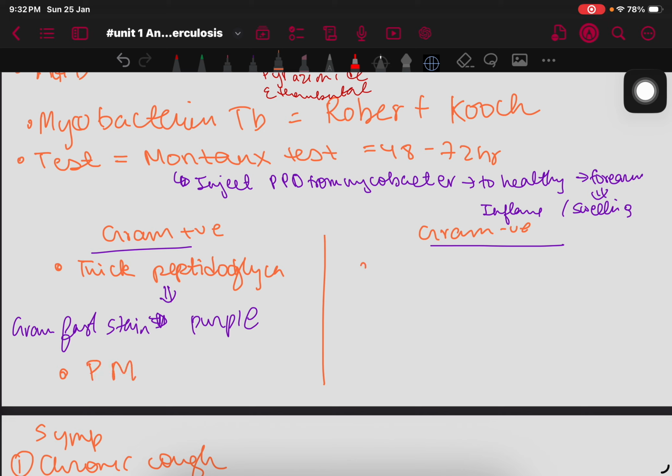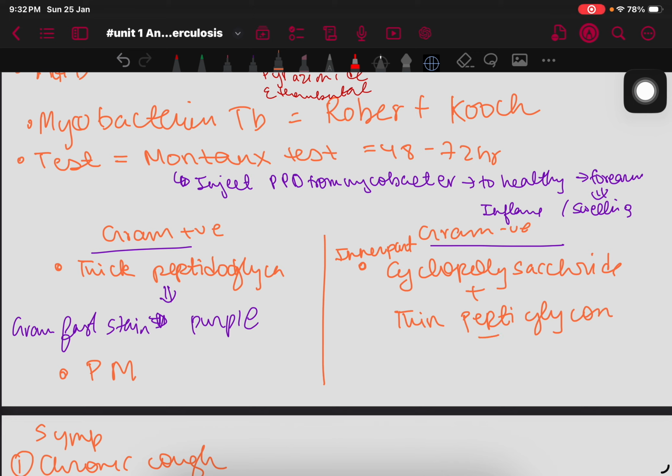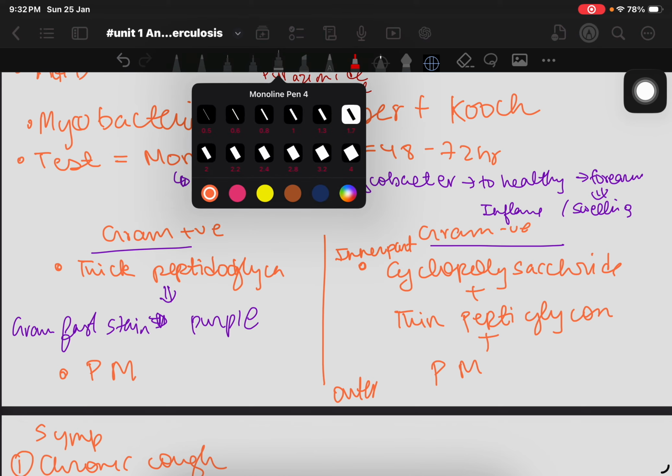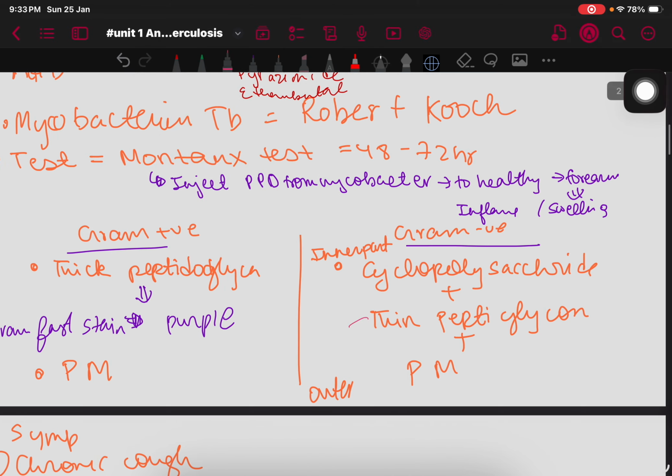But in gram negative, from the inner part we have a lipopolysaccharide, then a thin peptidoglycan, plus the plasma membrane. This is the outer part, and the thin peptidoglycan, when we dye the stain, will show pink color because they have less peptidoglycan.